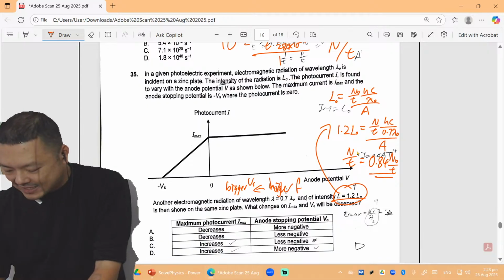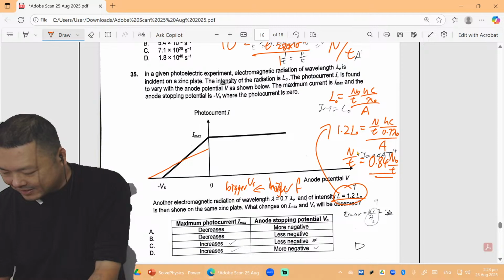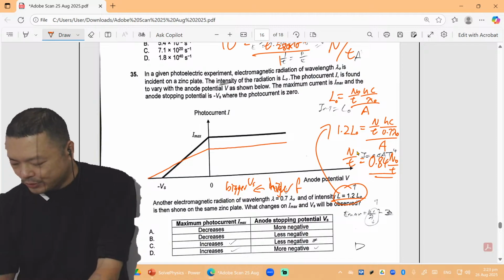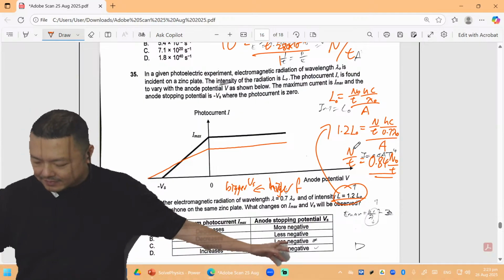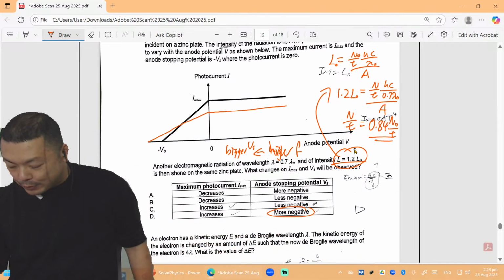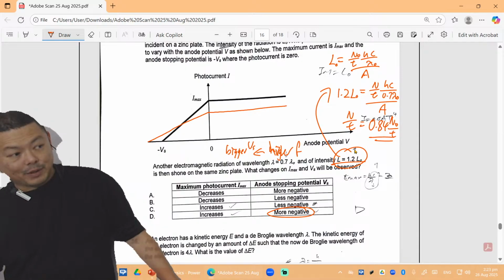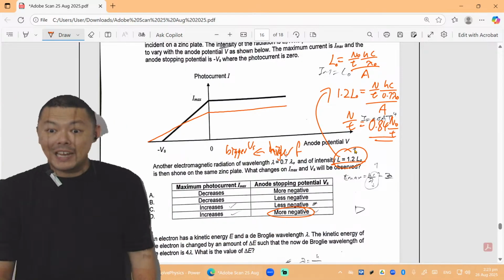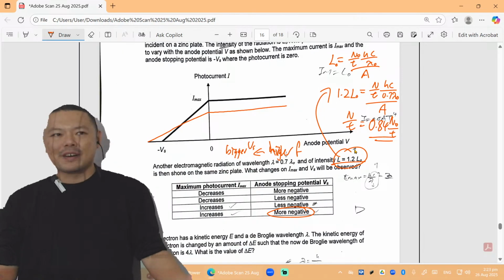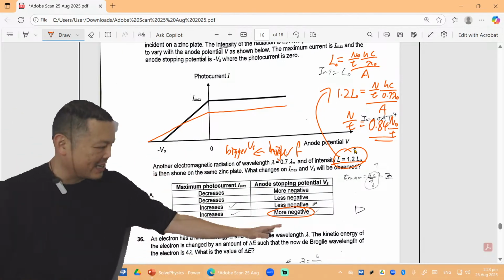Wow, these people are nasty. Okay, so it's something like that. This is your new graph. So the stopping potential is more negative. I like it when they're a bit more clear like this. More negative makes it very obvious. Because when you say greater stopping potential, what do you mean by greater? Is the number greater? More negative. I love it.